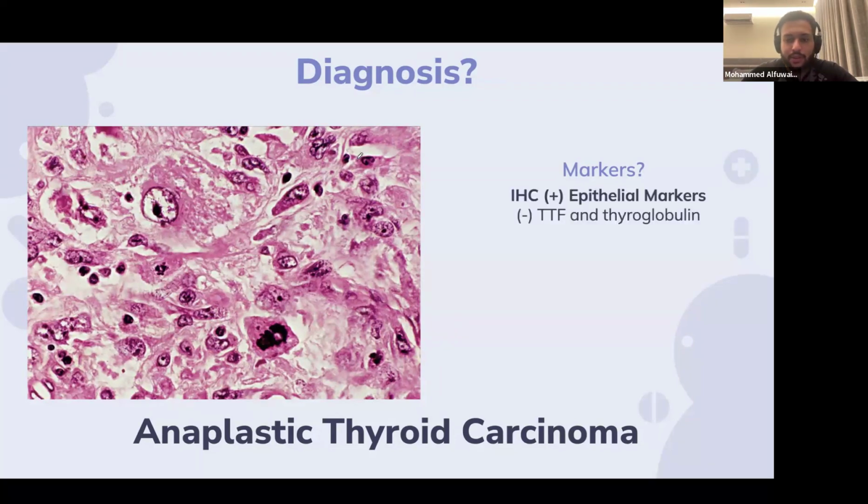Epithelial markers. Excellent. So you do immunohistochemical staining and it'll be positive for epithelial markers. However, it will be negative for TTF and thyroglobulin. TTF and thyroglobulin are typically positive with the majority of the other carcinomas. However, the more common one that you need to remember is follicular carcinoma. Now, is the prognosis of this tumor good or bad?